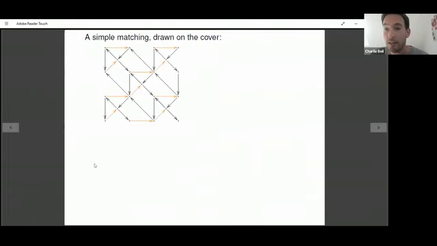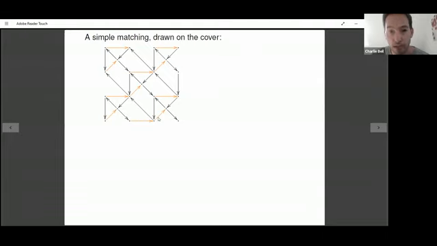Okay, so let's do this explicitly. Here's an example of a simple matching. All the arrows in orange belong to the simple matching. And you can see it's a simple matching because if you follow the black arrows, you can get from any vertex to any other vertex on the torus. Of course, not in this covering quiver, but on the torus, you can start from any vertex and get to any other vertex on the torus. And so this is a simple matching.